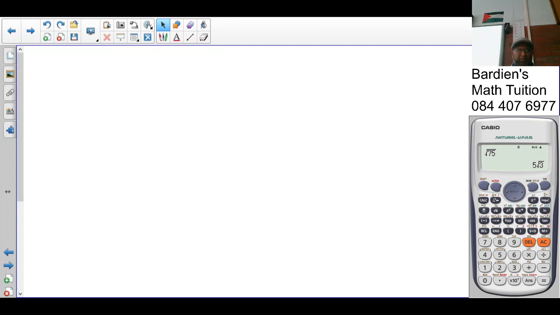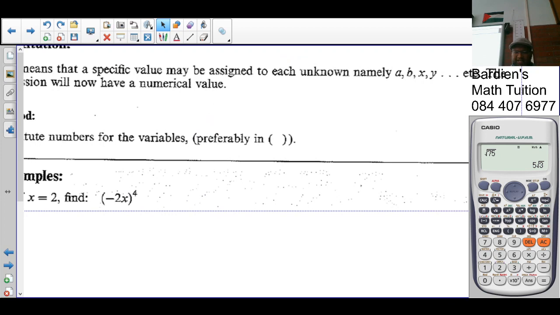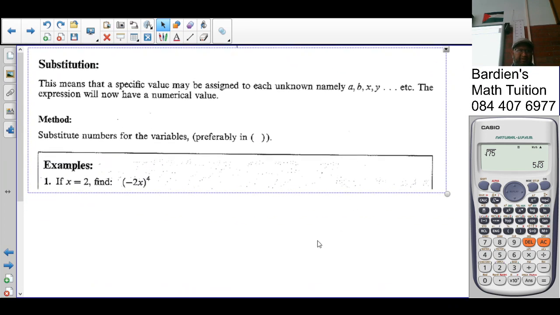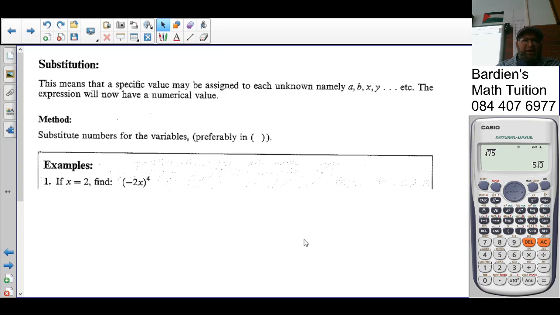Okay, so today we will be looking at substitution, and we're on page 17. So we've dealt with substitution before in grade 8, not so? This means that a specific value may be assigned to each unknown value, namely a, b, x, y, etc. Okay? The expression will now have a numerical value. What does numerical mean? Number. It's a number. Okay, so the expression itself will now have a number value.